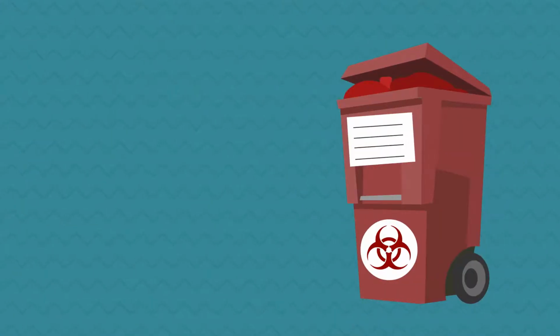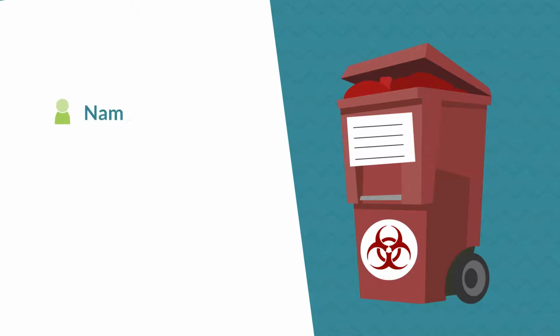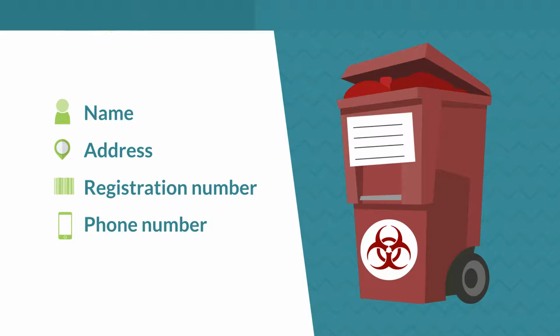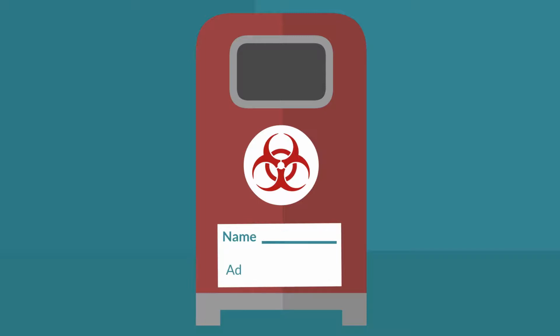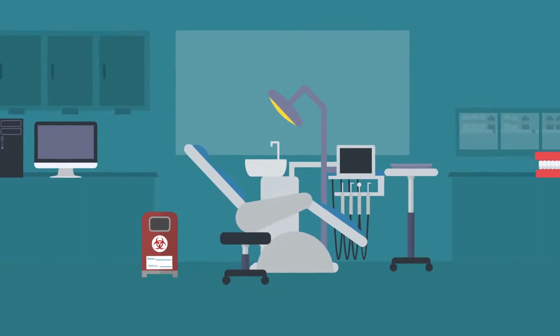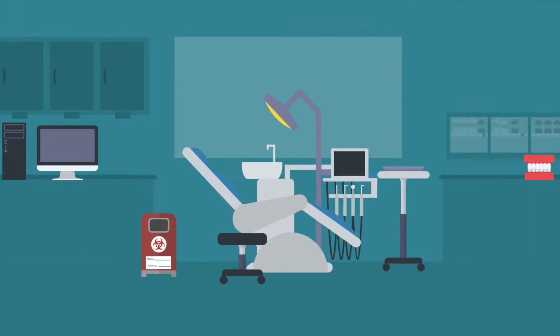Outer containers must be labeled with the transporter's name, address, registration number, and 24-hour phone number. Sharps containers must be puncture resistant and have the biohazard label and the facility's name and address. OSHA requires sharps containers to be located convenient to the point of use.